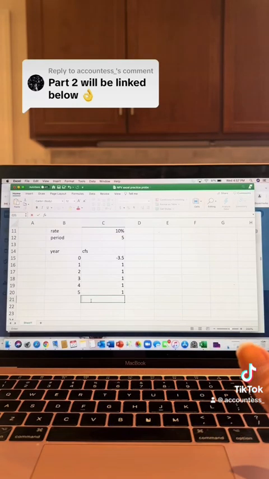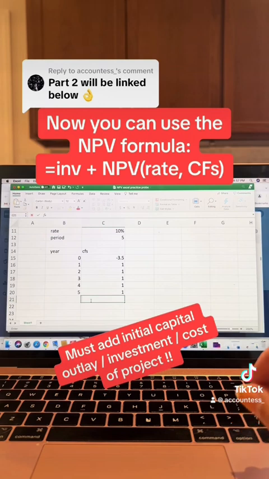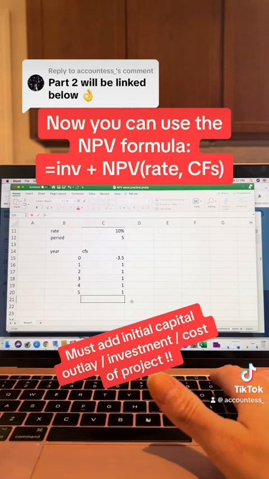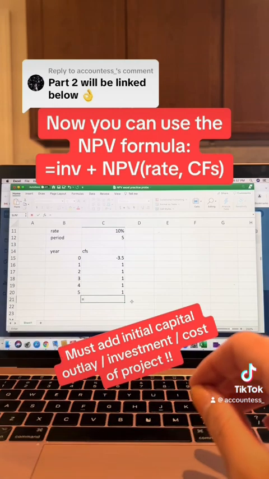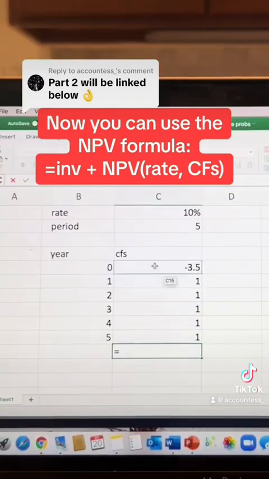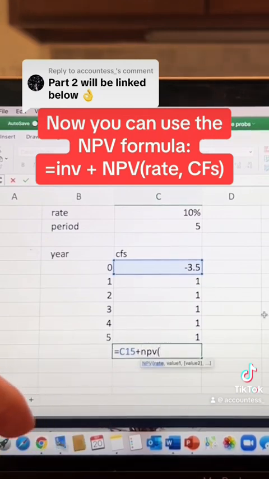Okay, it's really important to note that the NPV formula is in Excel. However, you do have to add something to it because it does not calculate it the way we do in accounting. So you want to do equals, and then the first thing you're going to do is point to the cell that you have that initial capital outlay in. And that ends up getting added to what it calculates here with the NPV.